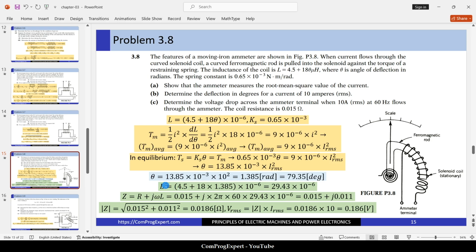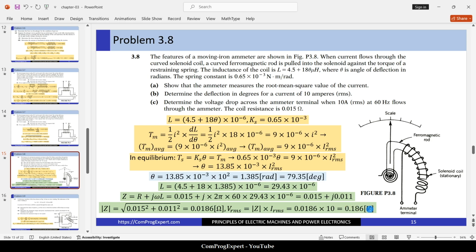What is the value of the coil inductance? We calculated the angle of the deflection. So if you replace it into this equation, this will be the value of the coil inductance, and this is the value of the coil impedance, the resistance plus reactance, the amplitude. You can calculate the amplitude here, and finally the RMS value, the value of the voltage drop on this coil will be equal to 0.2 volts.